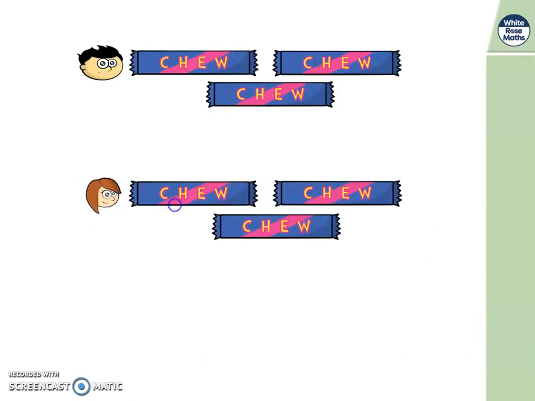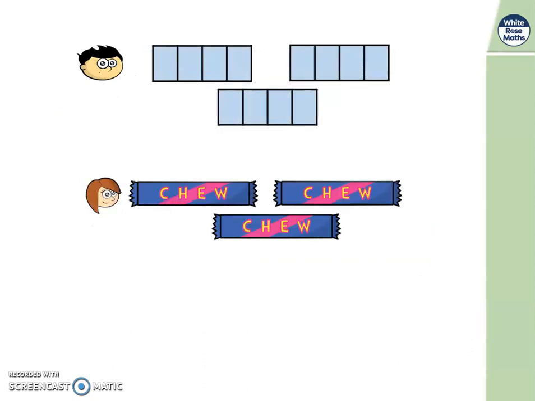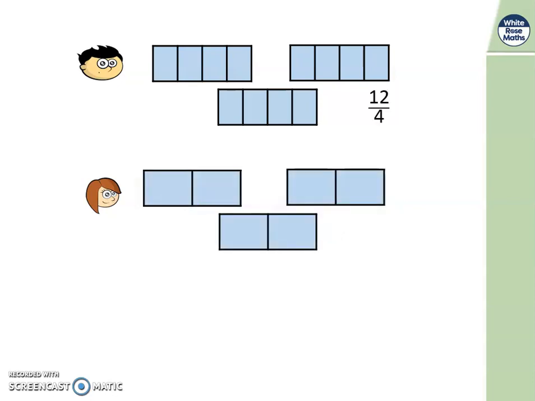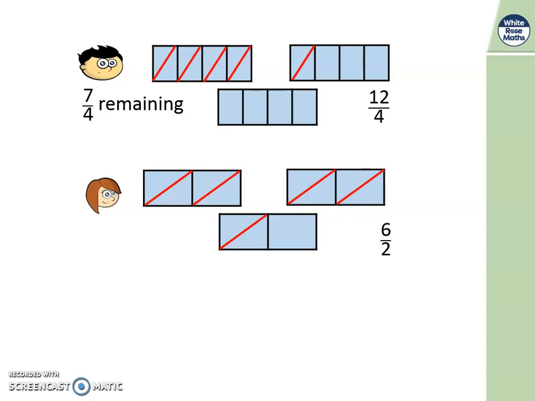Have a think. Look at his chews. We're splitting them into 4s. Look at her chews. Splitting them into 2s, into halves. So she's got 6 halves and he's got 12 quarters. He eats 5 pieces and he's got 7 quarters remaining. She eats 5 pieces, so she's got 1/2 remaining. You can see from the picture that he has a lot more. He's got 1 whole bar and 3 quarters left, whereas she's only got 1/2 a bar. So therefore, he's got more.